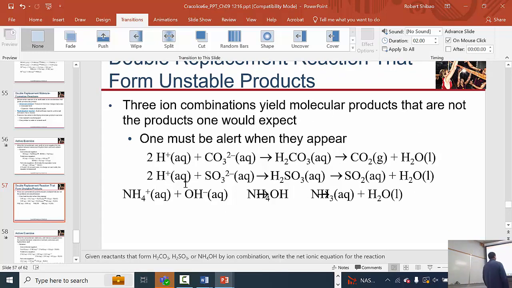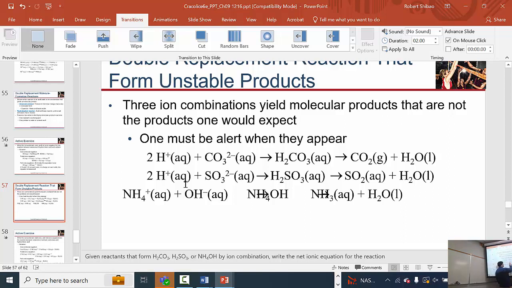Formation of unstable products. So when we have acid, H plus, and carbonate, they like each other, and they form carbonic acid, but we need to remember that carbonic acid is not stable. This is the number one. You have to know that carbonic acid has to be decomposed into CO2 and water, or water and CO2. It doesn't have to be in that order.